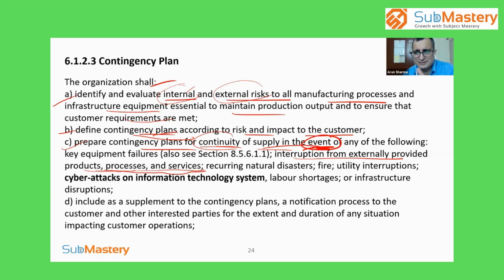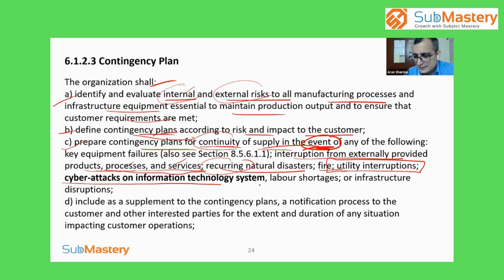They have made it more, I'll not say complex, but to include all the process, outsource process and service provider. That's the reason they have written this big phrase, externally provided product, process and services. It means supplier only. Recurring natural disaster, which happens again, earthquake, right? That would be a recurring natural disaster. Say flood, fire, utility interruption. Utility means water, electricity, compressor, diesel generator. That all will come under utility.